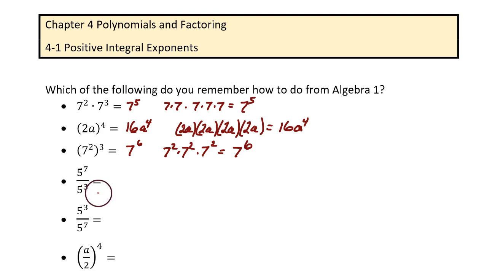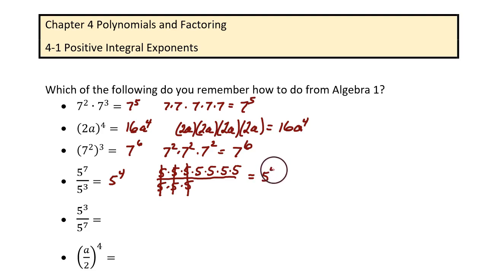Try this fourth one. This time the answer is 5 to the fourth power, or the actual number 5 to the fourth power. Here's the reason. 5 to the 7 means 5 times 5 times 5 times 5 times 5 times 5 times 5, 7 5s being multiplied together in the numerator. In the denominator, 5 to the third power is 5 times 5 times 5. Then some reducing happens. What's left over are 4 5s being multiplied together.